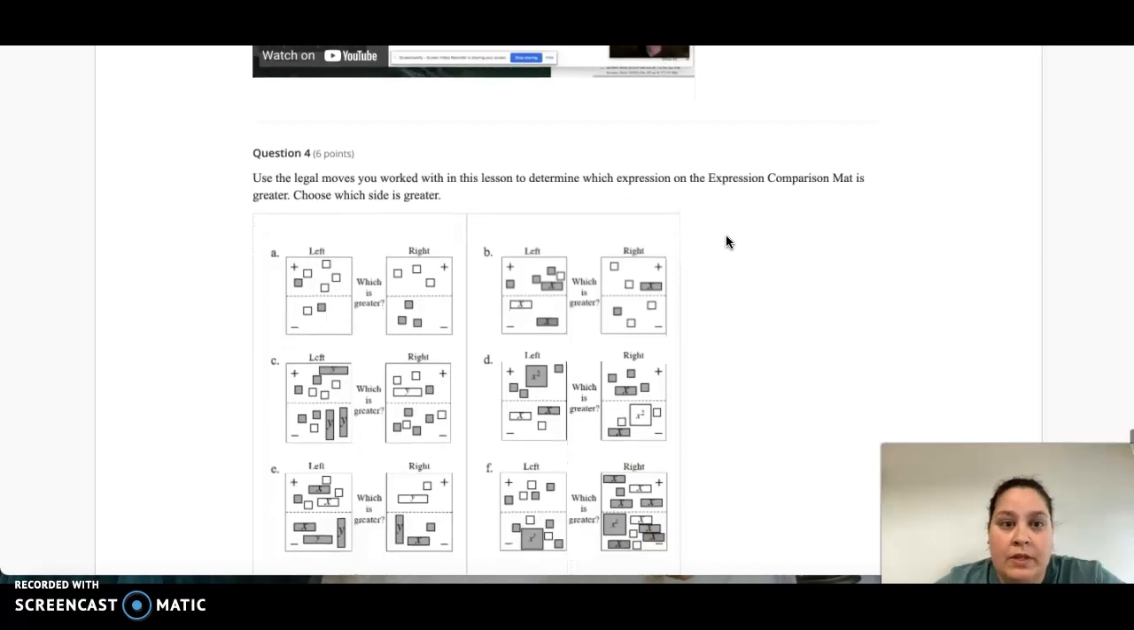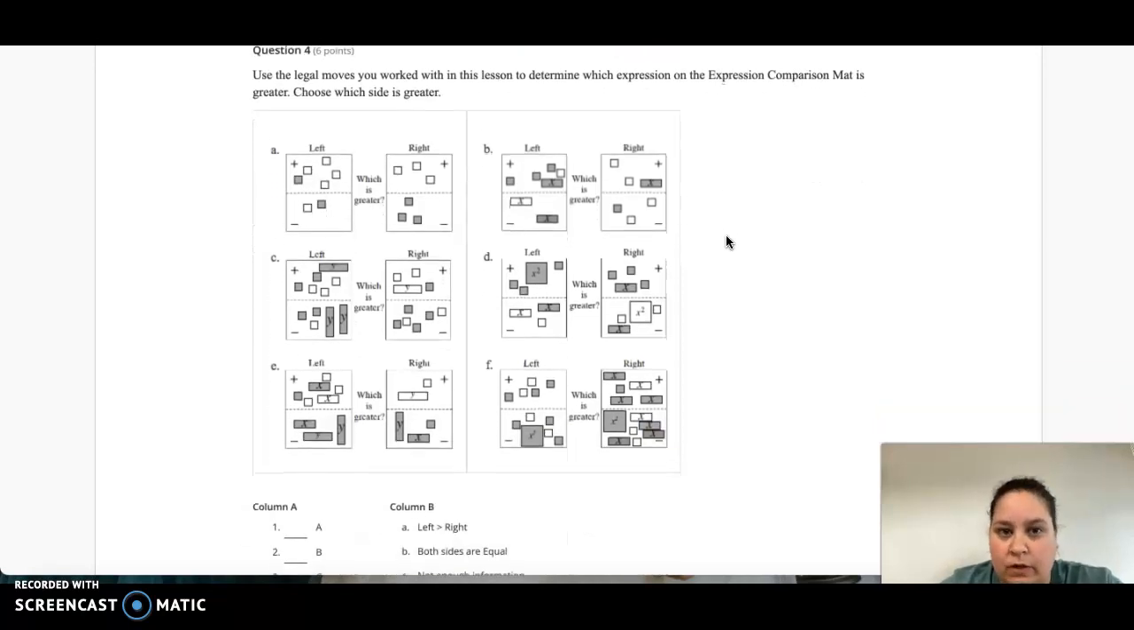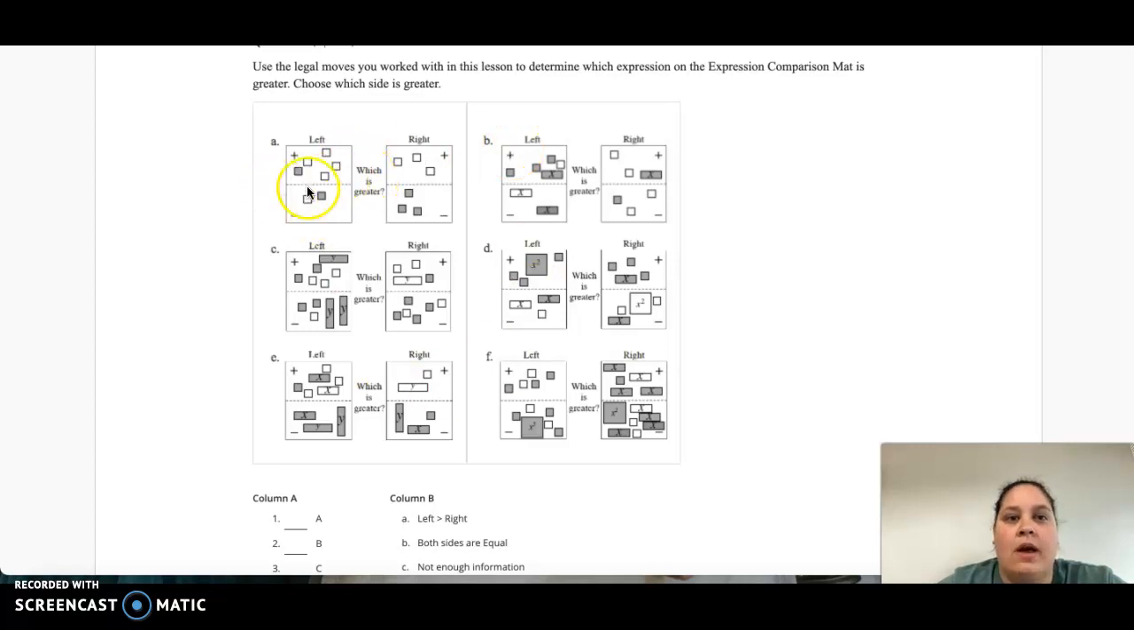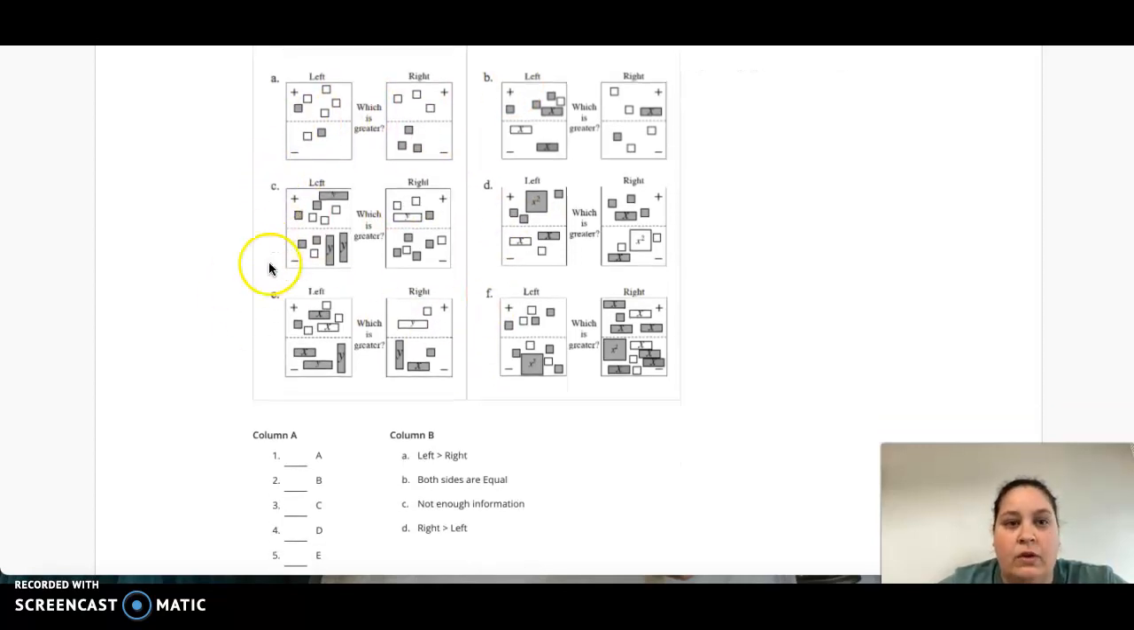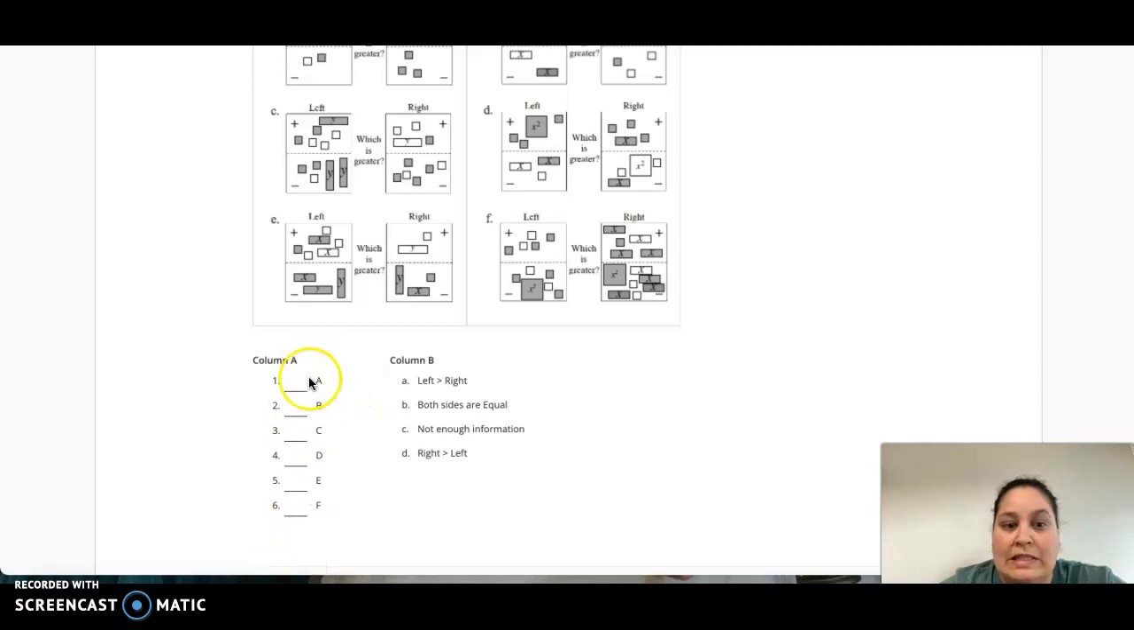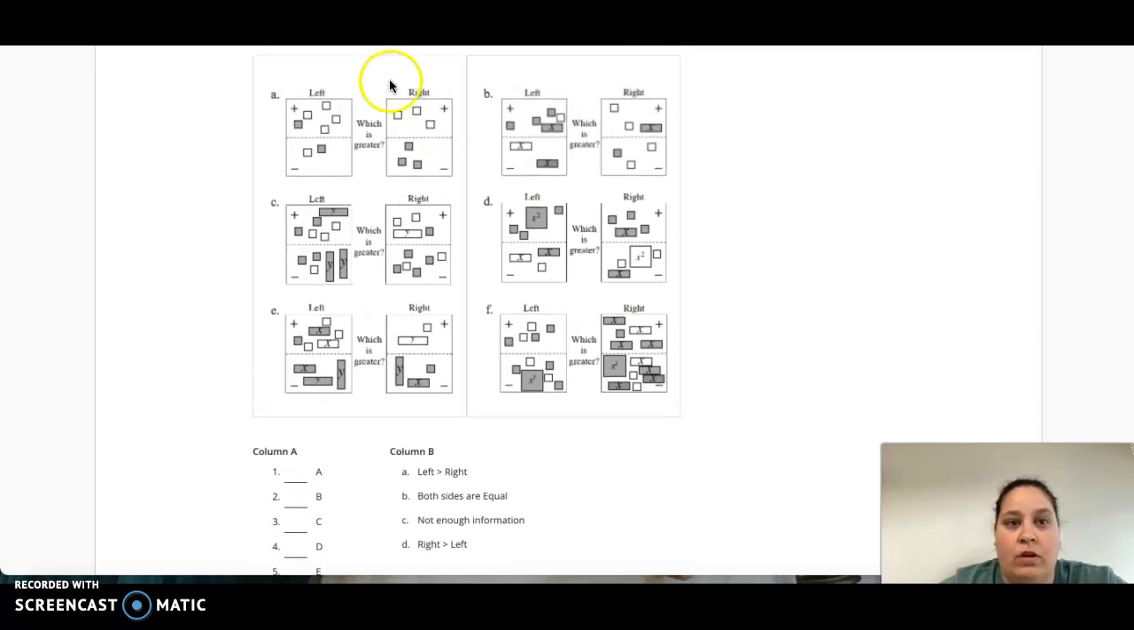So I'm assuming that you're talking about this bottom section, question 4. So right here, notice that you have 6 different problems. Those 6 problems are going to correspond to these 6 questions. So question 1 is only for A.